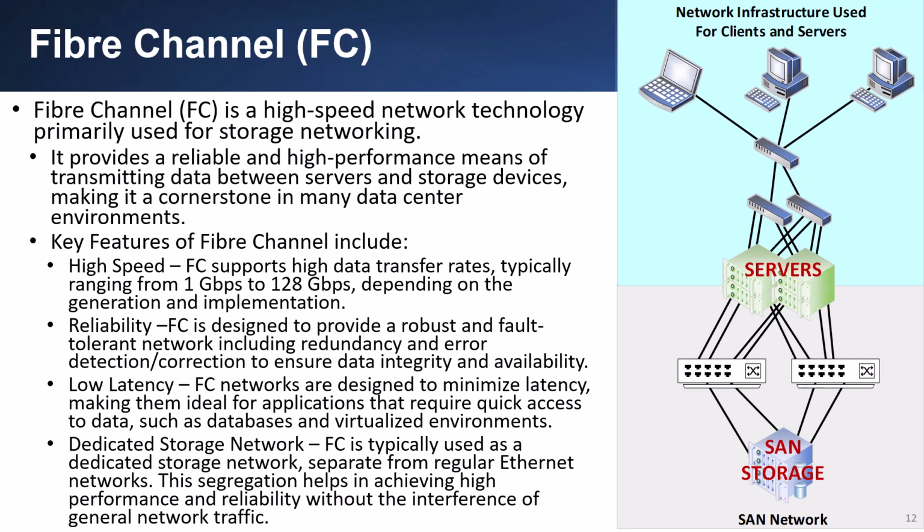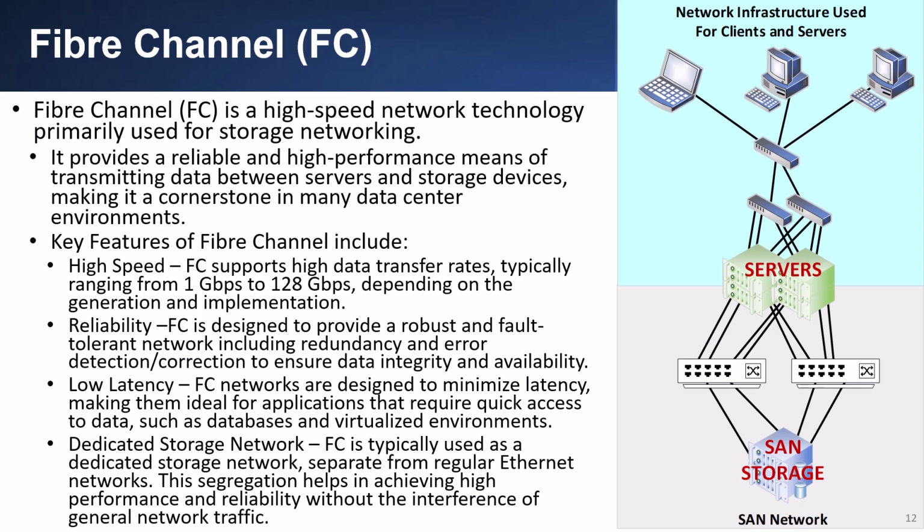Fiber channel, or FC, is a high-speed network technology primarily used for storage networking. It provides a reliable and high-performance means of transmitting data between servers and storage devices, making it a cornerstone in many data center environments. Key features of fiber channel include high speed. FC supports high data transfer rates, typically ranging from 1 gigabit per second to 128 gigabits per second, depending on the generation and implementation.